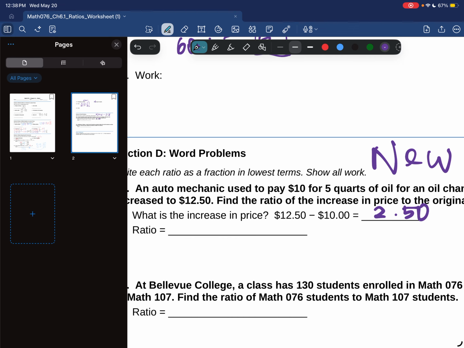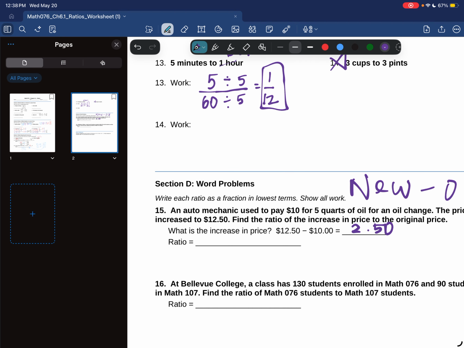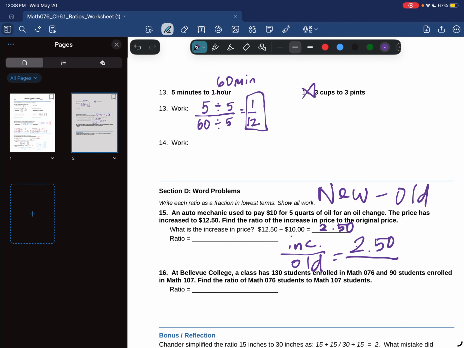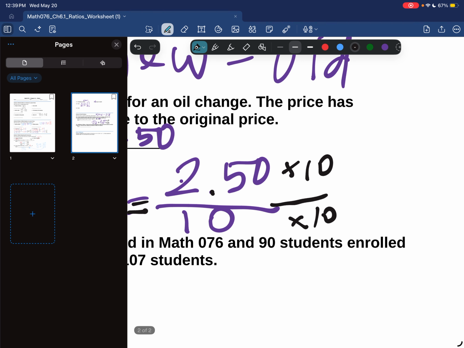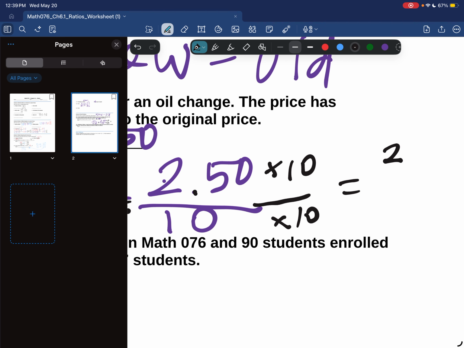And then it says find the ratio of increased price to old. So increase to old. So we said my increase was 2.50 and my old was 10. Now again, I've got decimals in my fraction, right? I don't like that. So I've got tenths, so I want to get rid of tenths. So I'm going to multiply numerator and denominator by 10. 2.5 times 10 is 25, all over 10 times 10 is 100. And then I need to simplify from there.